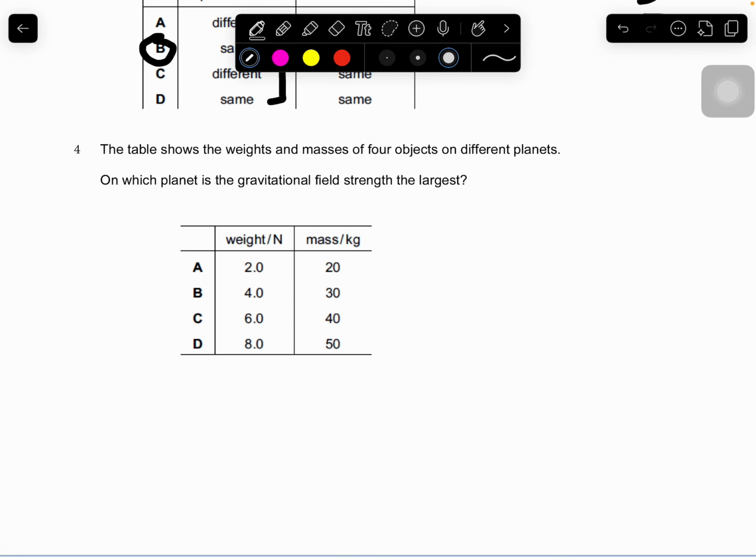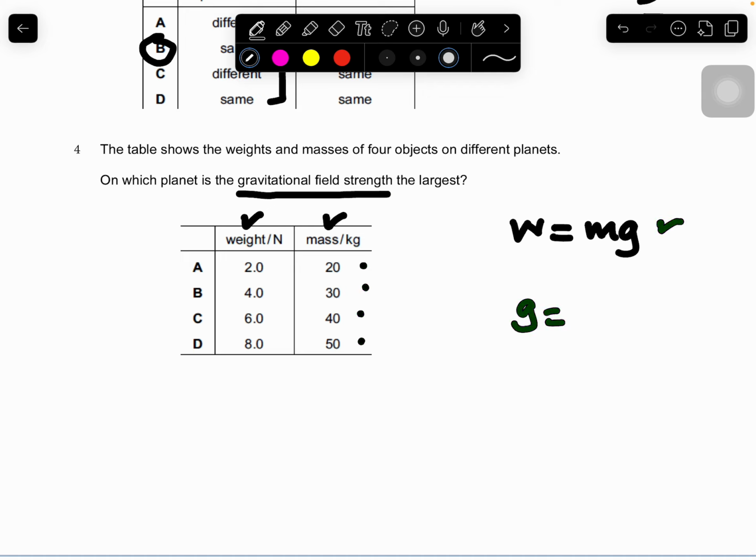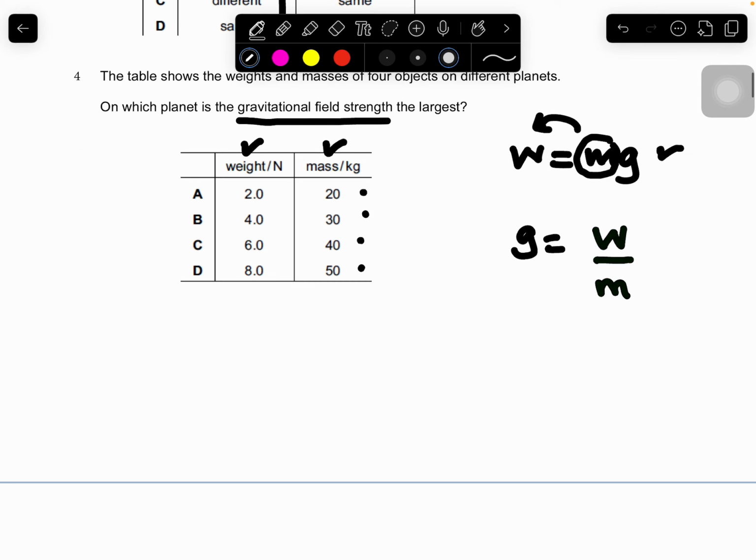The table shows weights and masses of 4 objects on different planets. On which planet is gravitational field strength the largest? So you have weight and mass given. Let's write the formula that connects these two things. We have W equals mg, okay? And we want to know the gravitational field strength of each of these parts. So you're going to rearrange this formula. This m here is being multiplied with g, so when you take it to the other side, it will be divided. g is equal to W by m, and you can find g for all of these parts. Let's do it for part A.